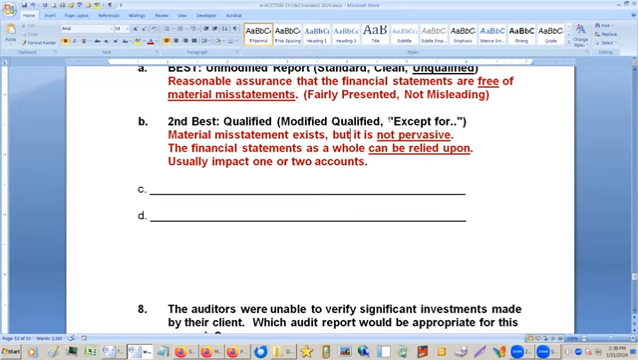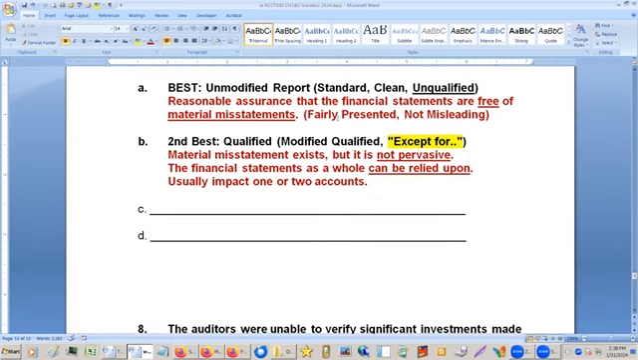This is commonly called an except for. Kind of a funny reason. So a qualified report, the reason why they call it an except for is because it'll say, hey, everything's fine, except for, and then it tells the bad stuff. So oftentimes it's called an except for opinion: everything's okay except for, and then they tell you whatever's bad.